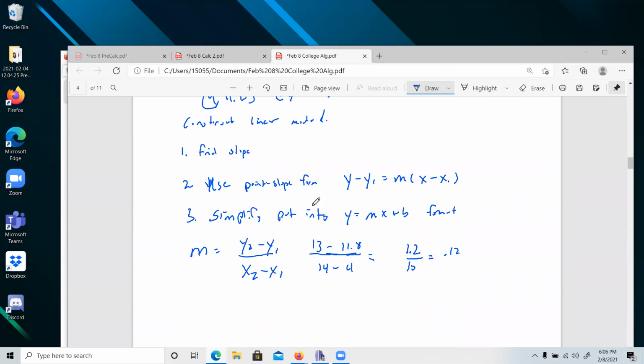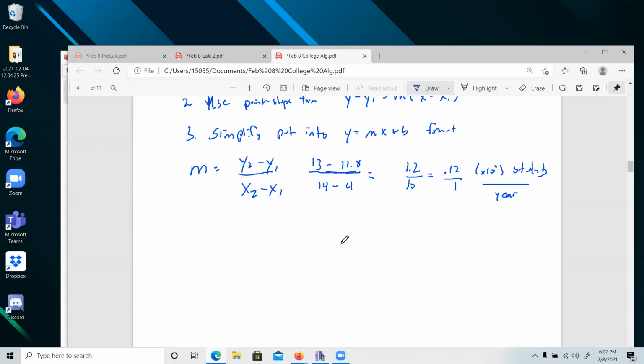What are the units? My y's were the number of students. So we have 0.12 million students per year. Okay. So my slope, what that means is an increase. It's showing an increase of 0.12 million students per year of enrollment. So it's an increase.